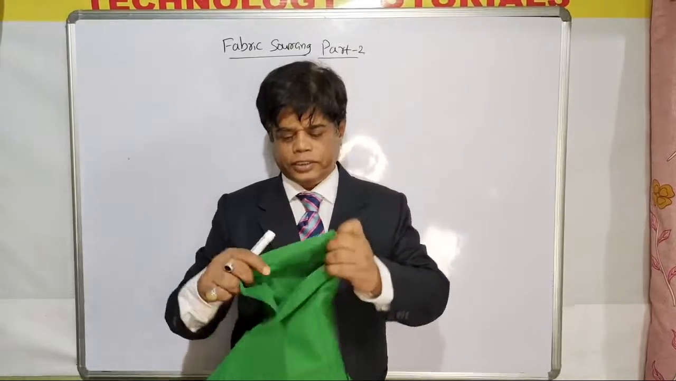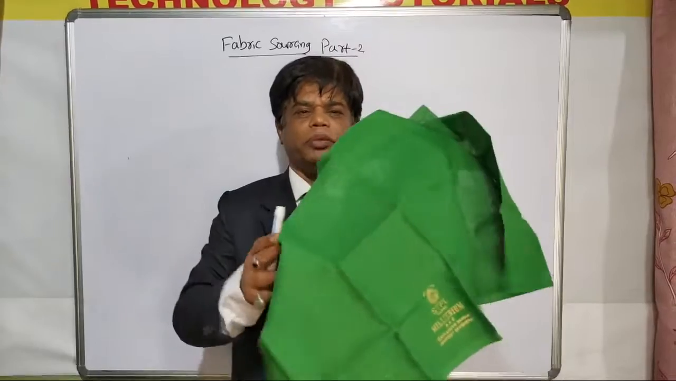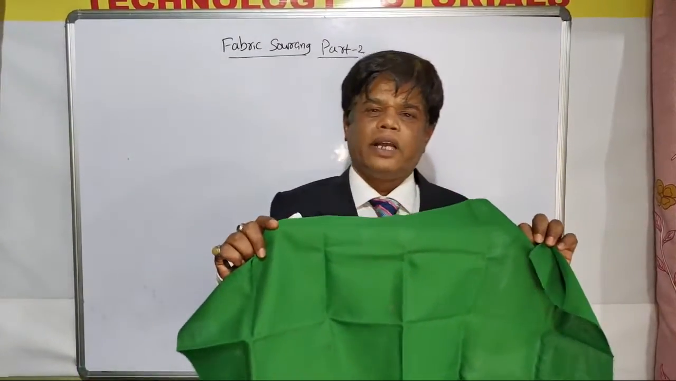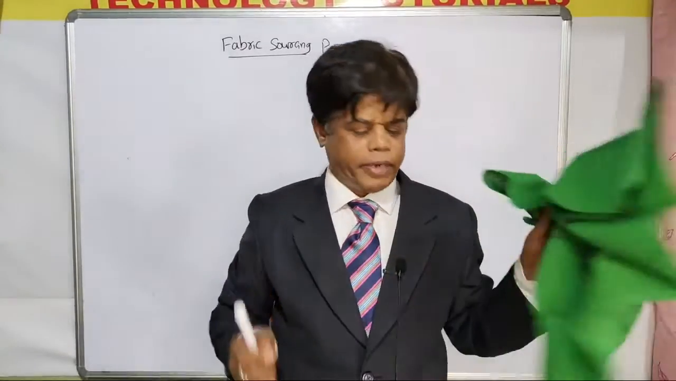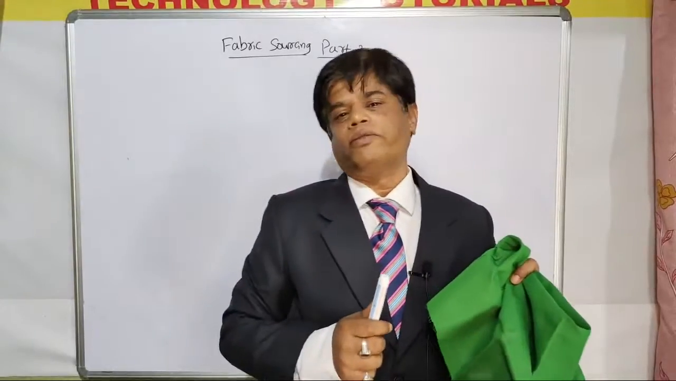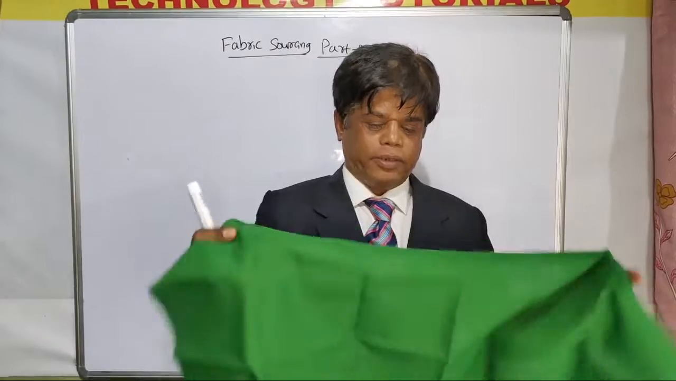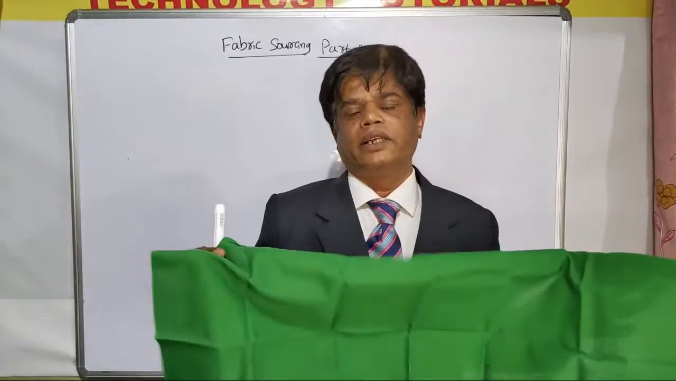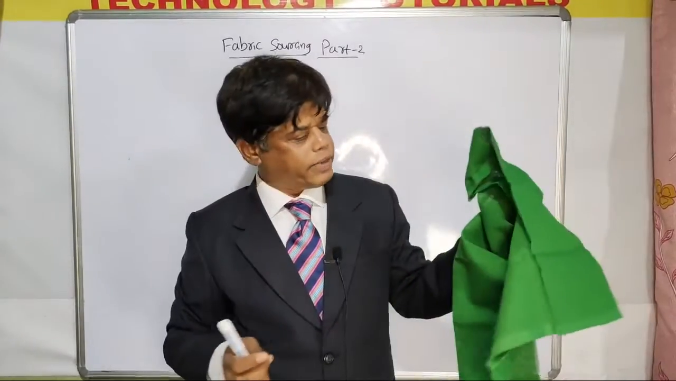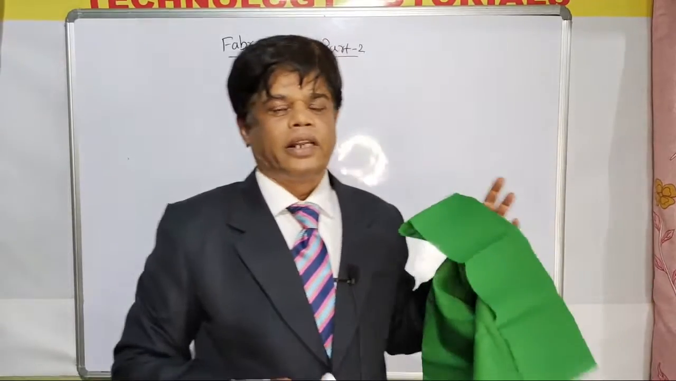See, this fabric is a piece dyed fabric, and there are others also, yarn dyed fabrics. In woven fabrics, in today's class I am talking about the sourcing of piece dyed fabric. That is full dyed, completely dyed. The fabric is dyed with one single color, say parrot green.